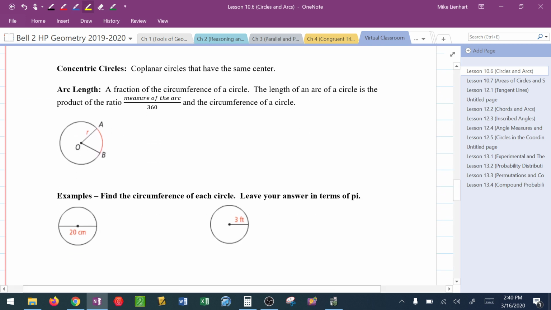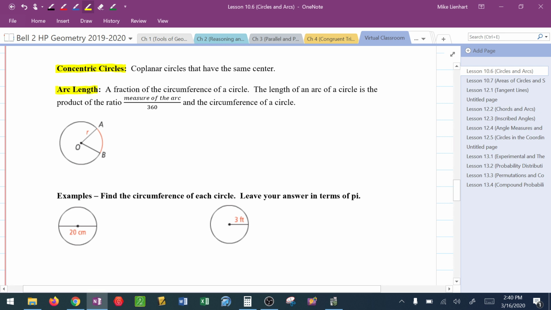Next term today, concentric circles. What concentric circles are, very simply, is two or more circles that have the exact same center. And they have to be on the same plane. All right? Next term, here we go.